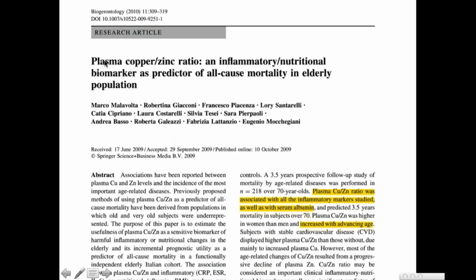So here it says the plasma copper zinc ratio is a biomarker as predictor of all cause of mortality in elderly population, not just patient with cancer, all causes. See, it says here, plasma copper zinc ratio was associated with all the inflammatory markers studied as well as the serum albumin. So it increased with age. I think I have another paper on it. No. So I do have other papers on this, but it's all saying the same.